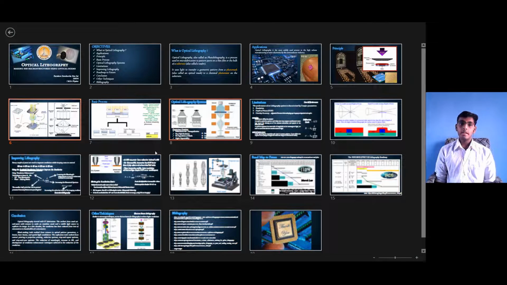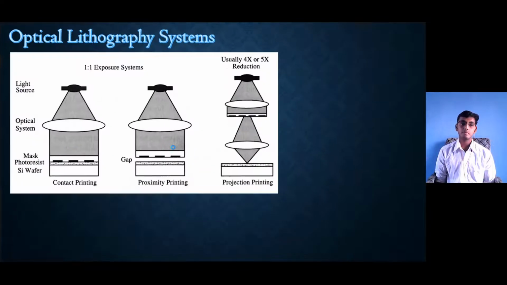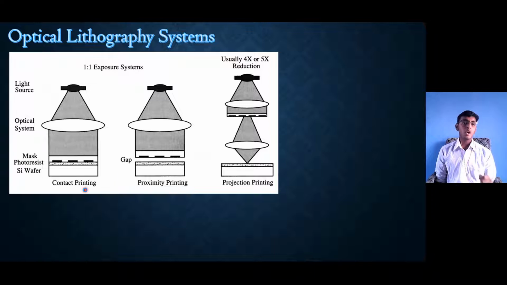So now let us go into the different optical lithographic systems. The first one is contact printing. As the name suggests, in contact printing, the mask layer and the photoresist layer are in contact with each other. It does not provide any reduction. It is only 1:1 magnification.